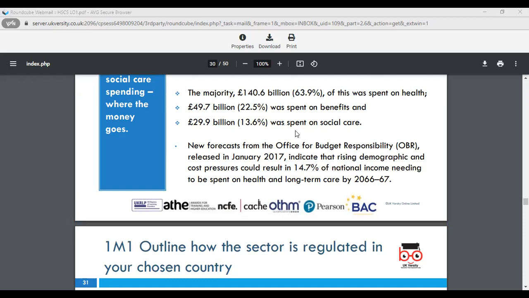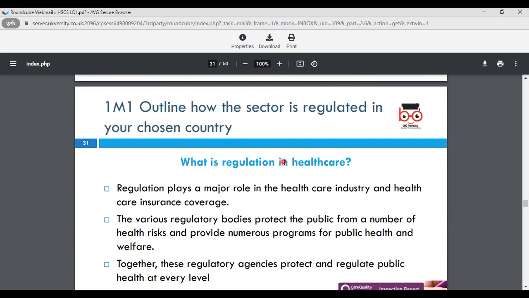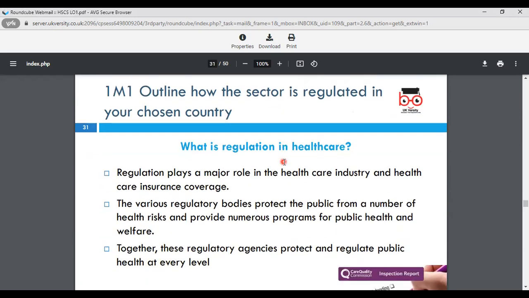So that is why we are all equal. No one earns a lot more than the other because a lot of this goes into charity and NHS support as well. Then there's this point where we outline how the sector is regulated in your chosen country.